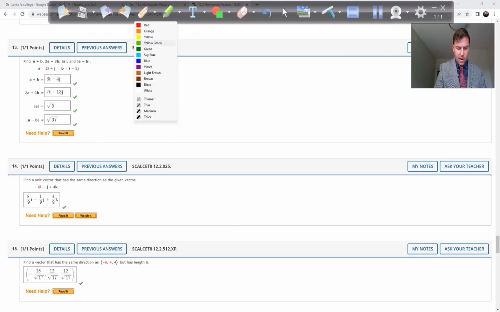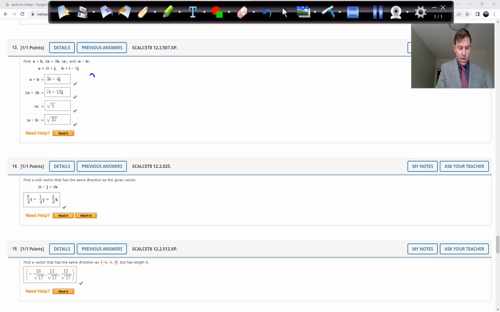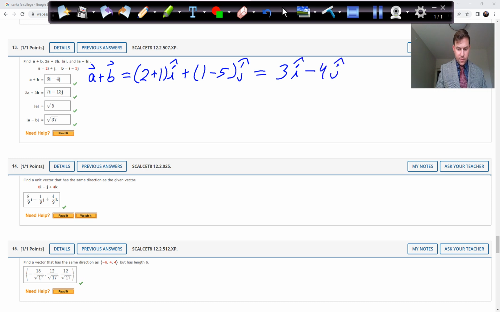Okay, 13 is a different type of problem, and in this one they give us 2 vectors in component form where we have i and j representing x and y, and the first one is they want us to add this. So adding a plus b, again you just put the i's with the i's, so 2 plus 1 on the i component, and then you do the j's with the j's, so the j for a is 1, the j for b is minus 5, and that's going to equal 3i minus 4j. So that would be the combination of those components.